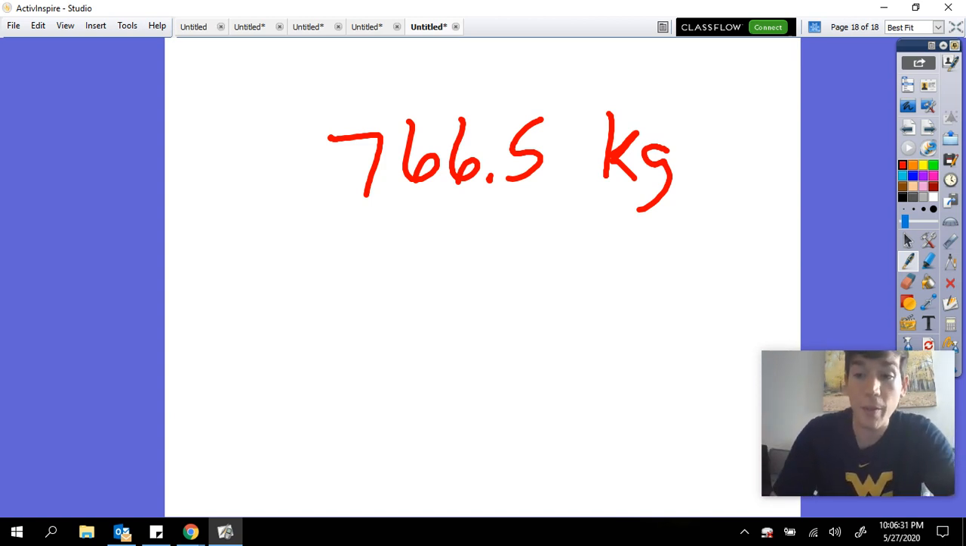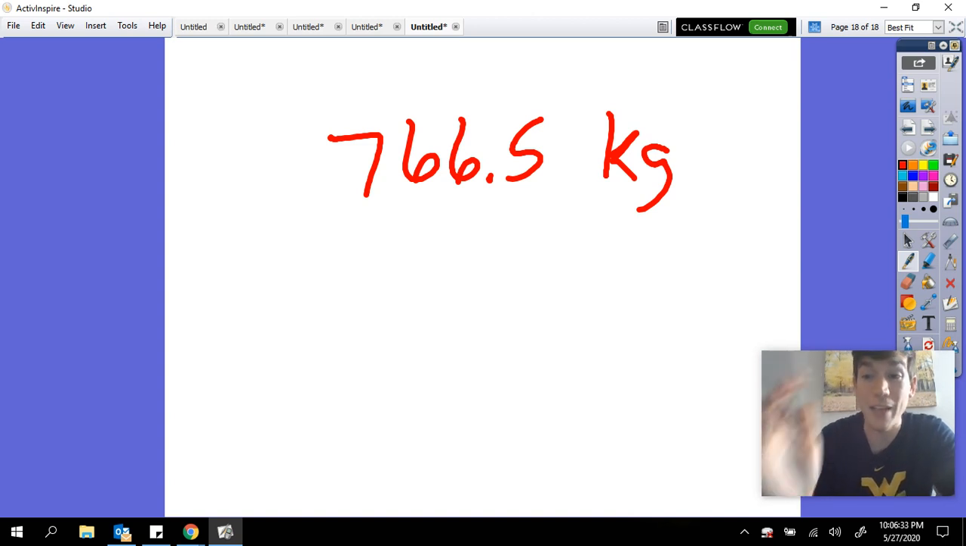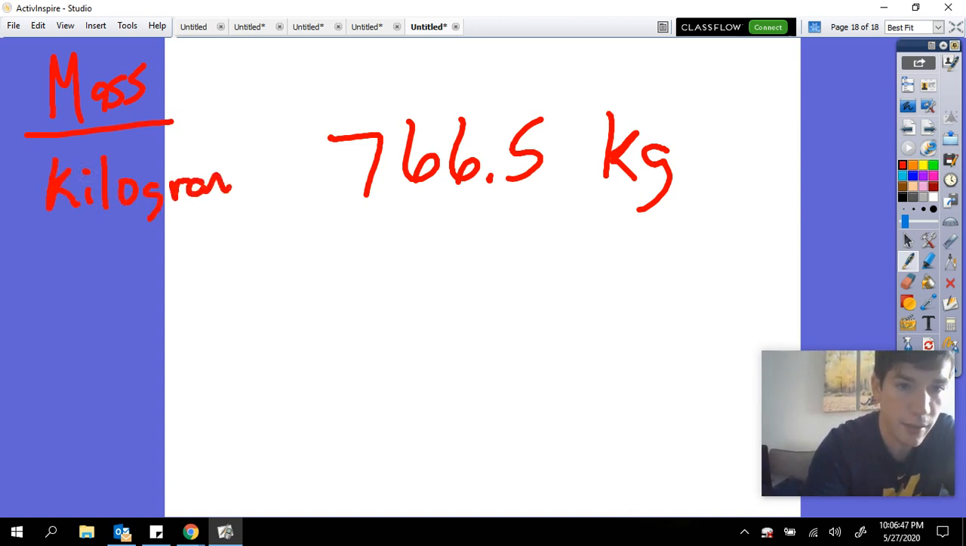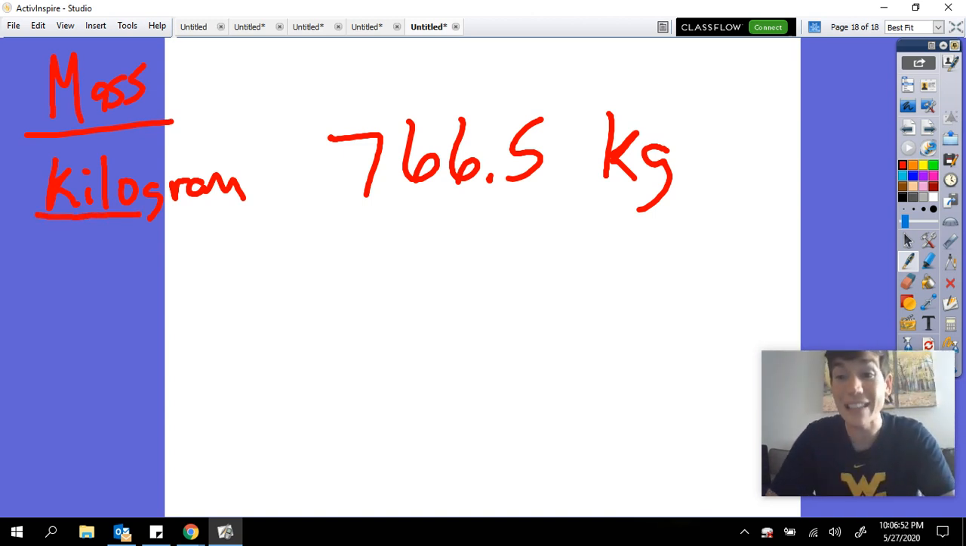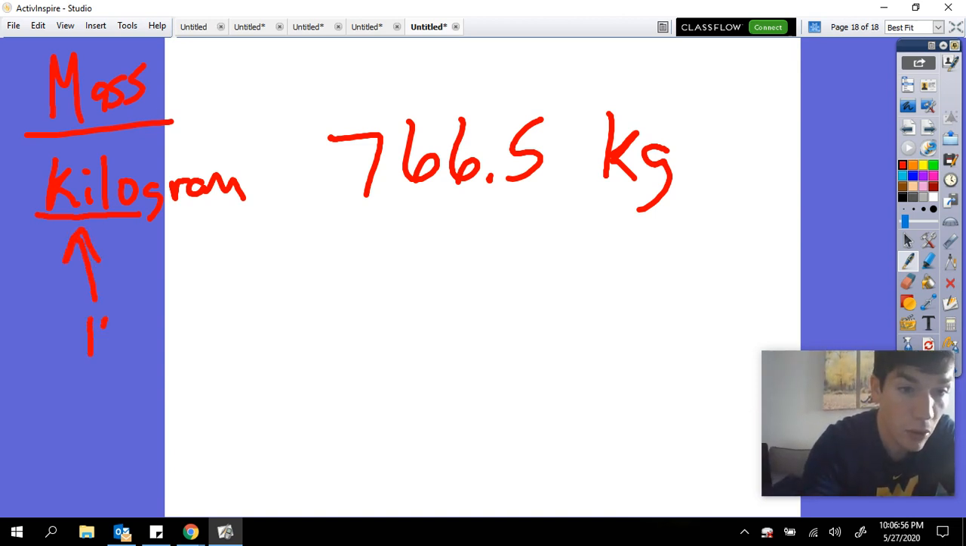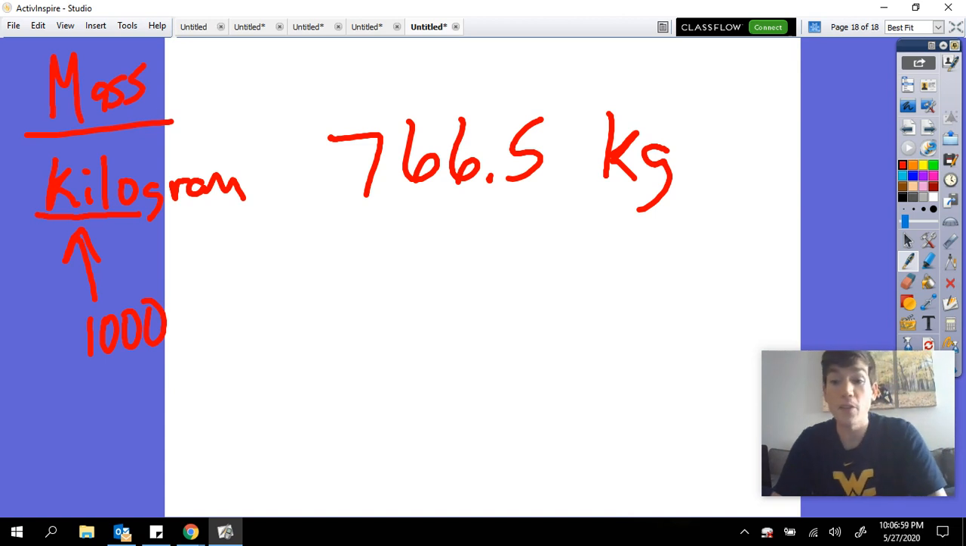Now, remember when we're talking about kilograms, we're talking about the metric system. And in the metric system, our base unit for mass is the kilogram. And you'll notice that the word kilogram has that prefix kilo. Now, kilo literally means 1,000. So if we have a kilogram, that literally means 1,000 grams.